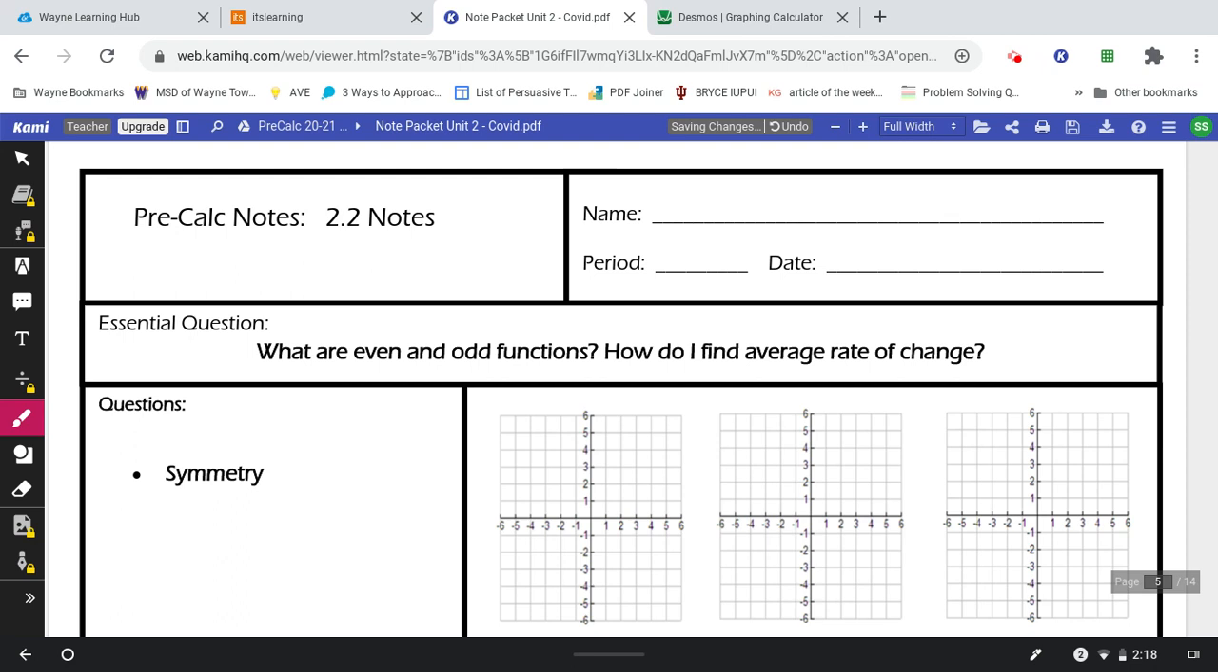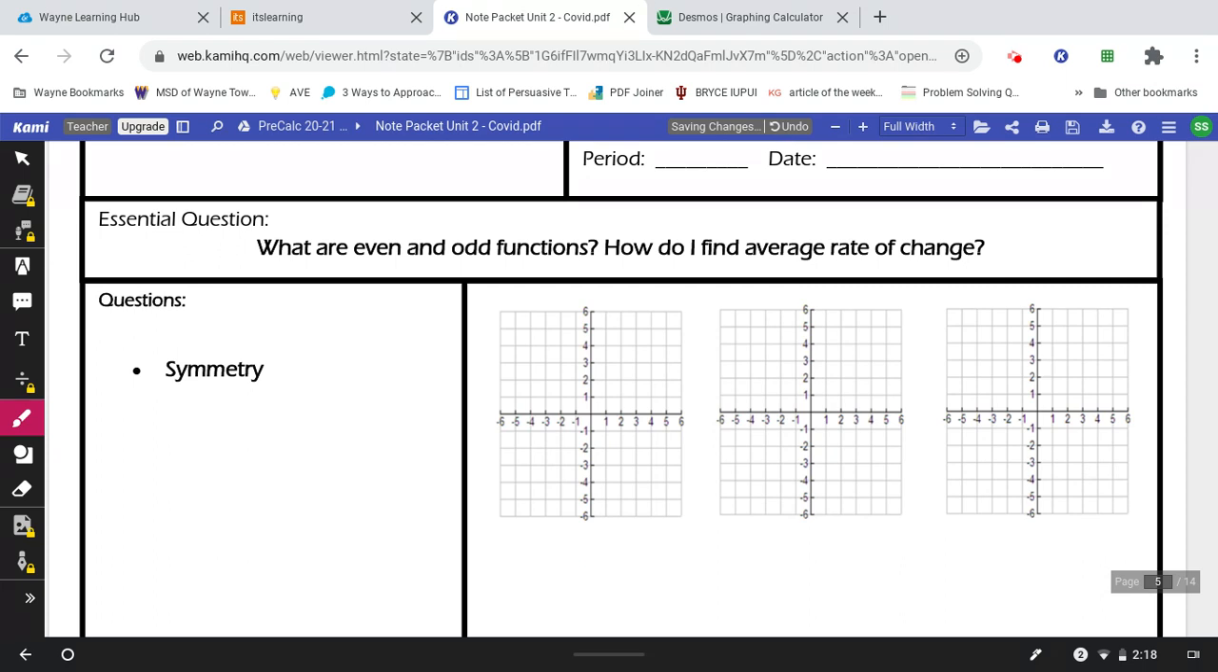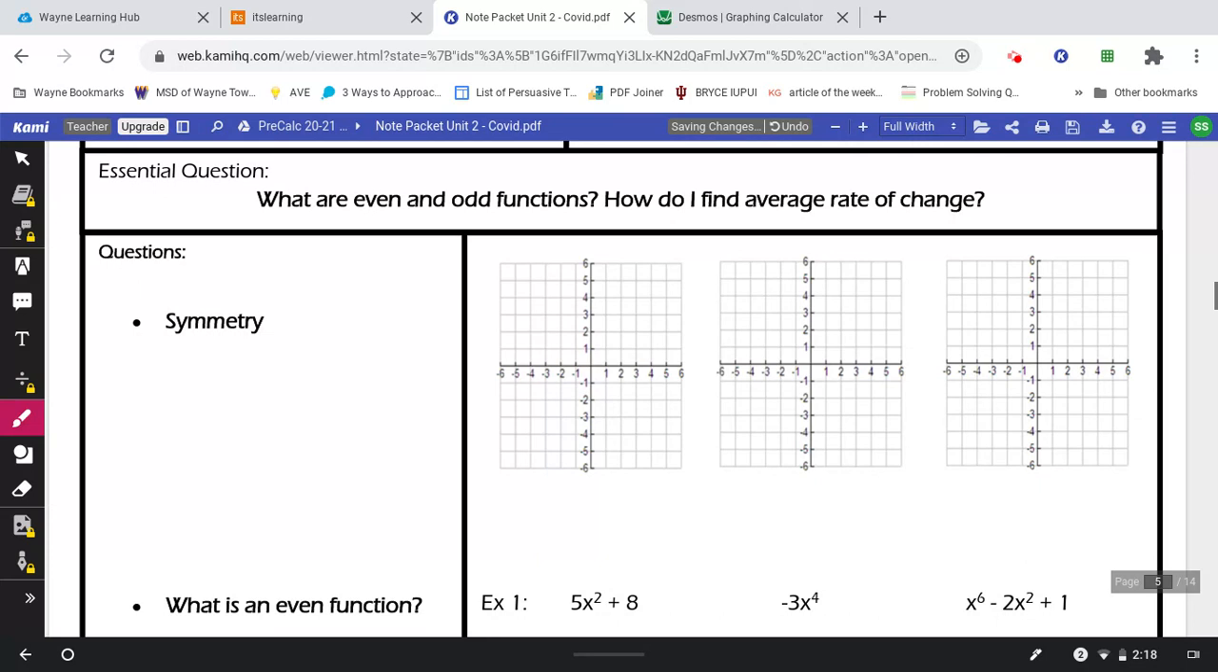These are the 2.2 notes for pre-calc. We're going to first start by talking about even and odd functions, and on the back side of your notes, average rate of change. So even and odd functions have a lot to do with symmetry.